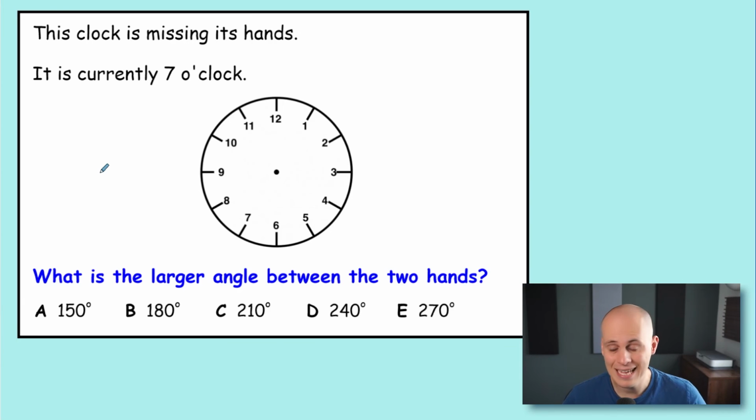This clock is missing its hands. It's currently 7 o'clock. Okay, let's draw that in then. So 7 o'clock means one of the hands would be going to the 7 and the other hand would be going to the 12. Amazing. What is the larger angle between the two hands? I like this language, larger angle, because obviously it does make 2 angles, okay? We've got one angle here, haven't we? But we have also got this angle this side, and that is the larger one. So we're trying to find what this angle is.